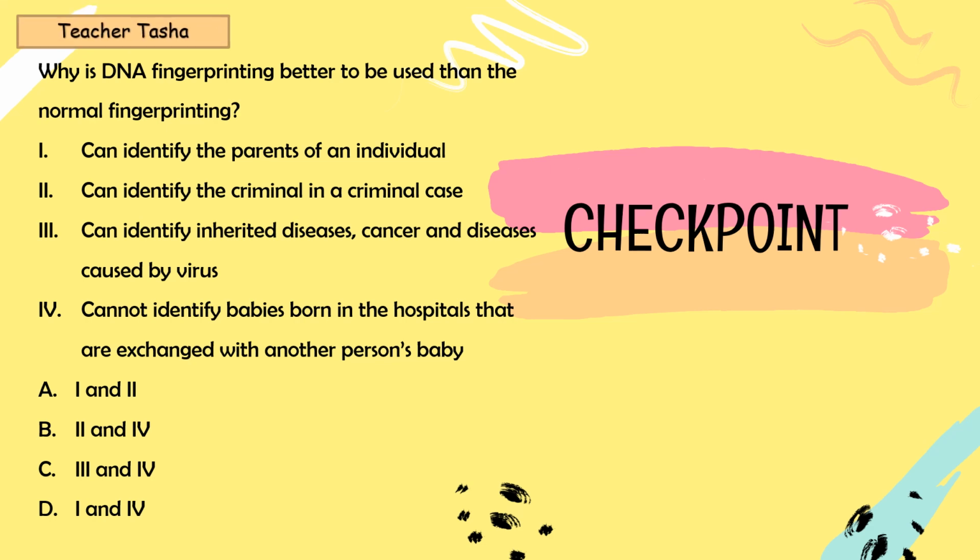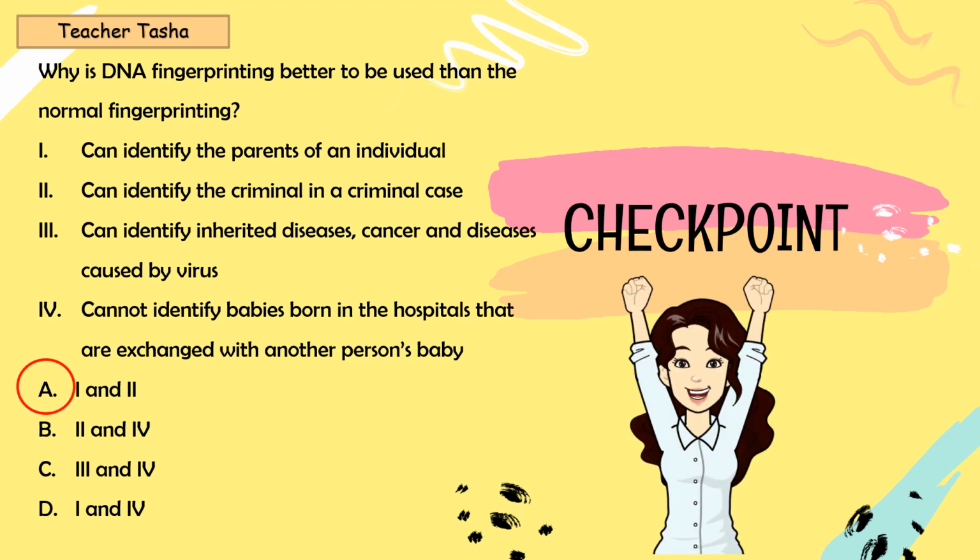A longer question. Why is DNA fingerprinting or DNA profiling better to be used than normal fingerprinting? Can identify the parents of an individual, can identify the criminal in a criminal case, can identify inherited diseases, cancer, and disease caused by virus, cannot identify babies born in the hospital that are exchanged with another person's baby. Yes, it is A. Can identify parents of individual and also can identify the criminal in a criminal case.